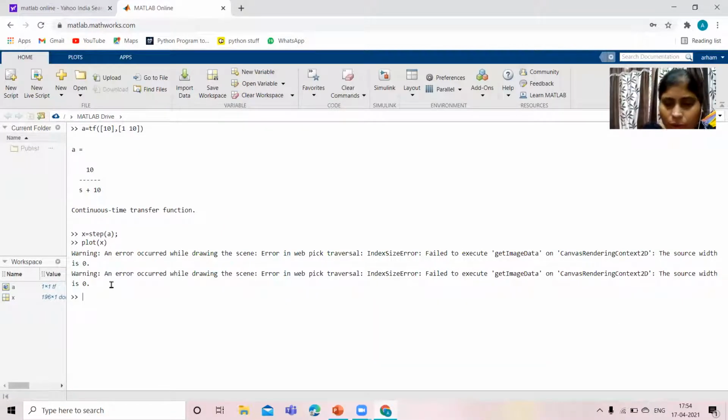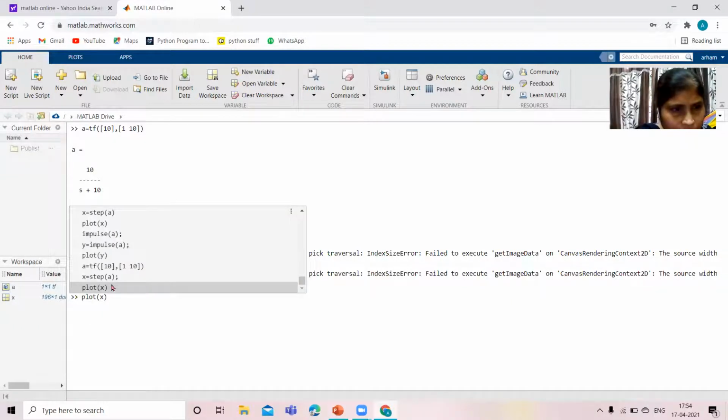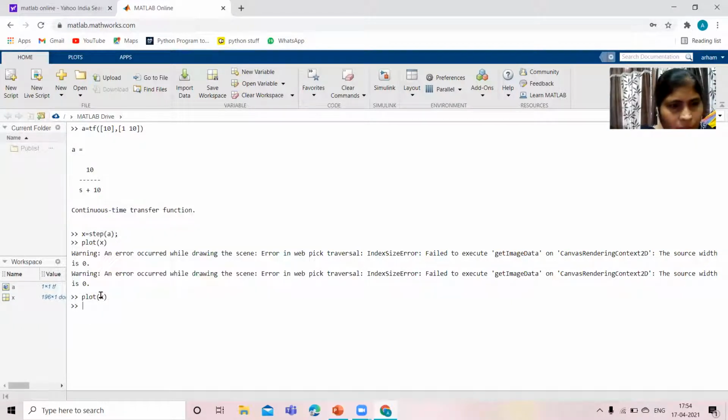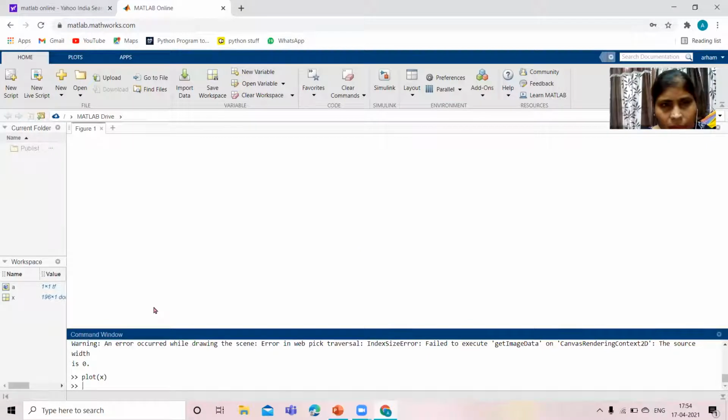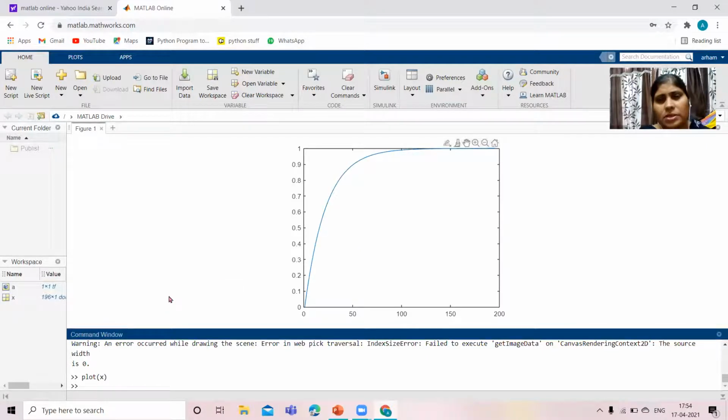Again, I'm going to plot this one. I hope this time it is available. Yes, now this is available. You can see here, the unit step function is given to the system, and the output increases slowly and reaches its steady state. So this is the response if the step input is given to the first order system.